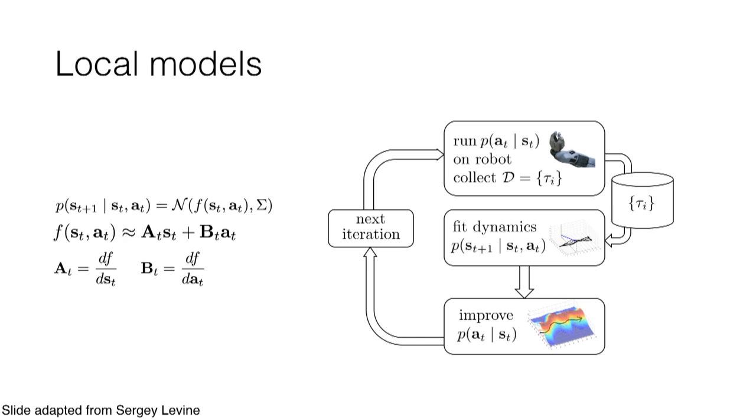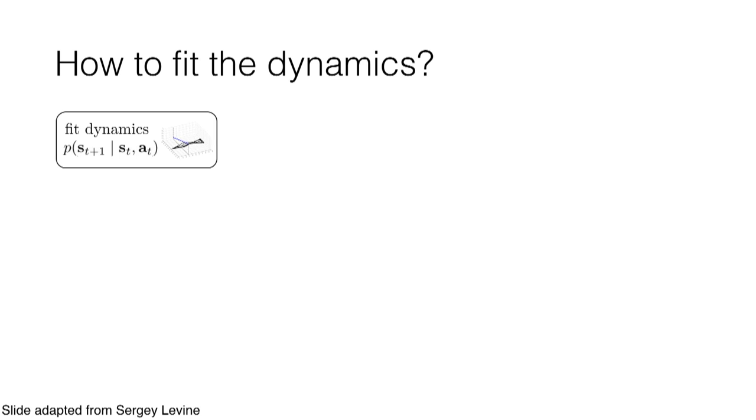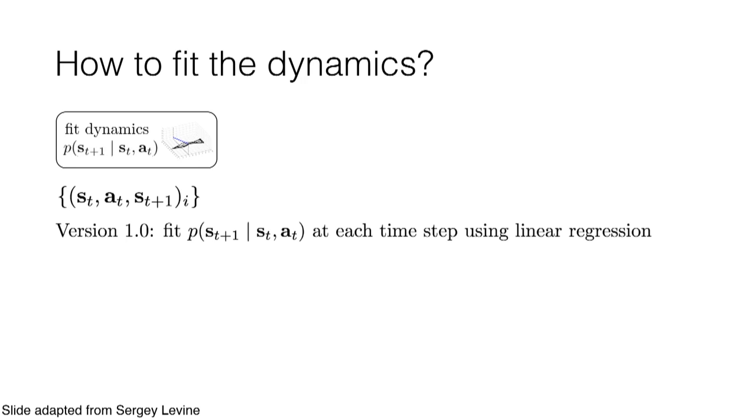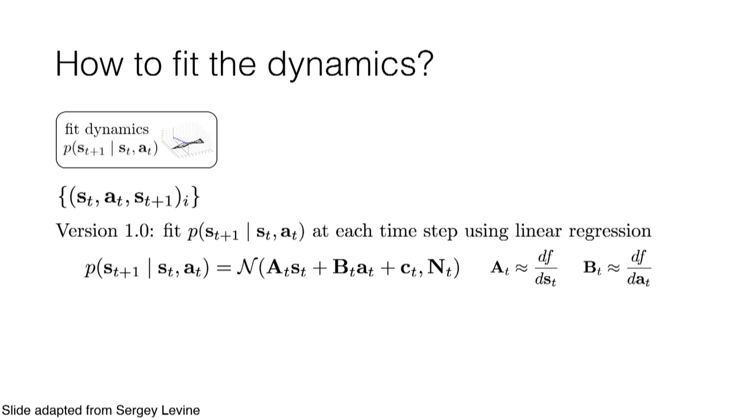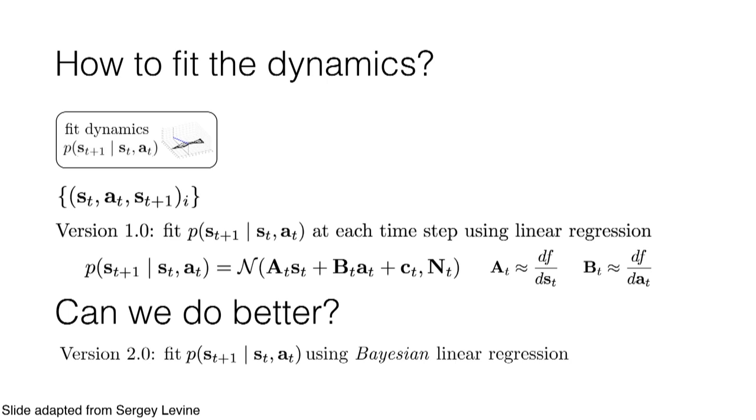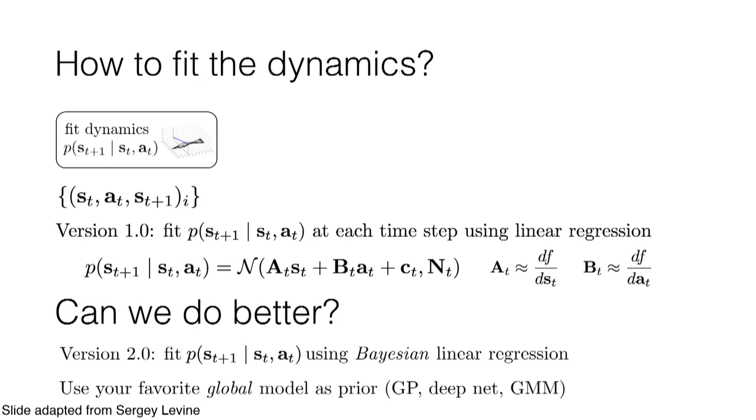So this is kind of the overview. I'll cover two specific things about how this works next. First, how do we fit these dynamics? You have some data set of state, action, next state. If you want to fit this local linear model, you can just use linear regression at each time step. If you want to do a little bit better, you can use Bayesian linear regression, which means that instead of just doing linear regression, you use your favorite global model of the dynamics across all time steps and use that global model as a prior for linear regression when you fit the local linear model at each time step.